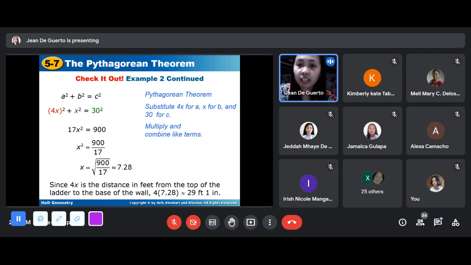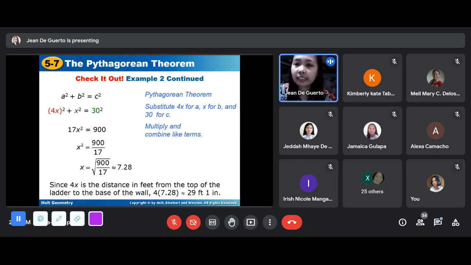Okay. May questions po? So ito yung final answer natin. 29 feet and 1 inches. Kung wala yung given ratio, you just simply multiply 7.28 by 12. But since meron tayong binigay na ratio kanina, then you just simply multiply it by 4. Okay. So, any questions before we go to the next one?